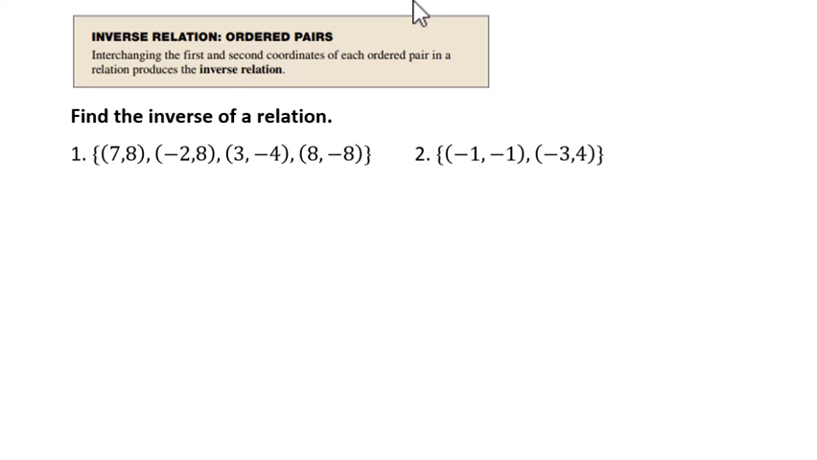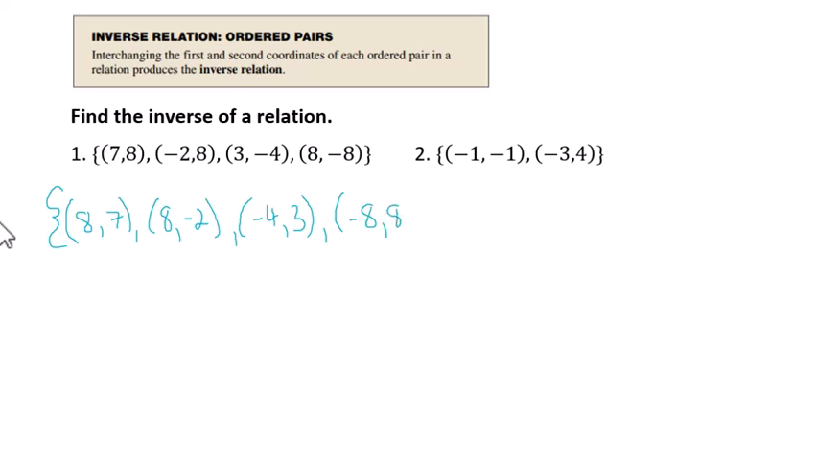So the first thing we're going to talk about with an inverse relation is a set of ordered pairs, or a list of ordered pairs. Basically, what we're going to do is just interchange the first and second coordinates, or really just switch the x's and the y's. So in this first example, (7, 8) becomes (8, 7). (-2, 8) becomes (8, -2). (3, -4) becomes (-4, 3). (8, -8) becomes (-8, 8). And that is your list of points.